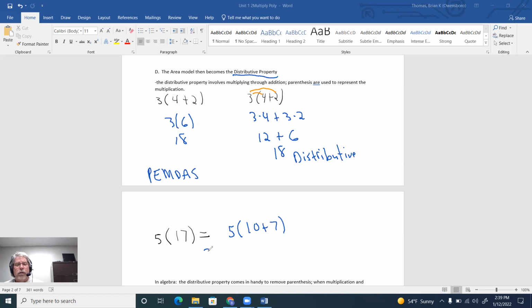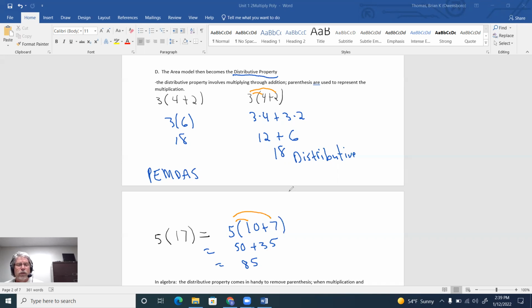From there, I can now apply the distributive property. So the distributive property means multiply through the addition. So what I'm actually doing is going 5 times 10 and 5 times 7. So that's kind of what we're doing here. So 5 times 10 would be 50, plus then 5 times 7 would be 35. And 50 and 35 would be then 85. So that's how I could do this problem using the distributive property.